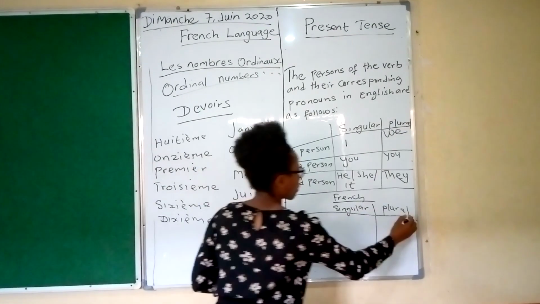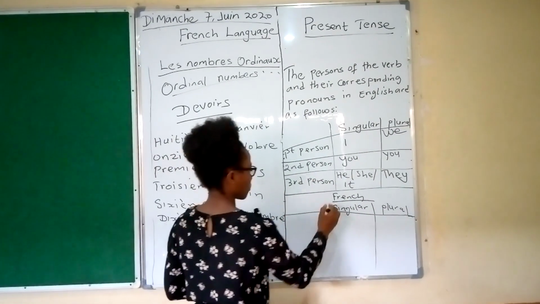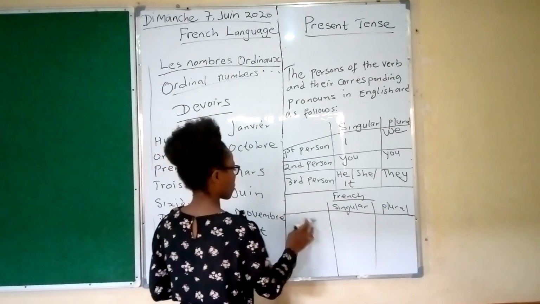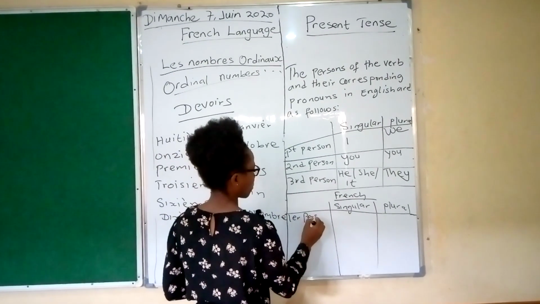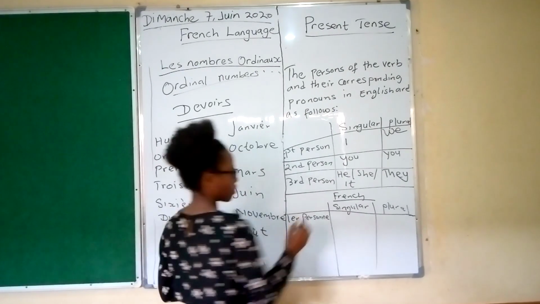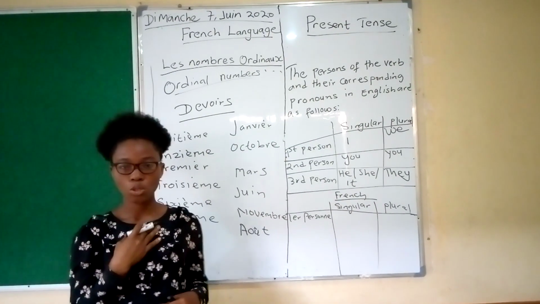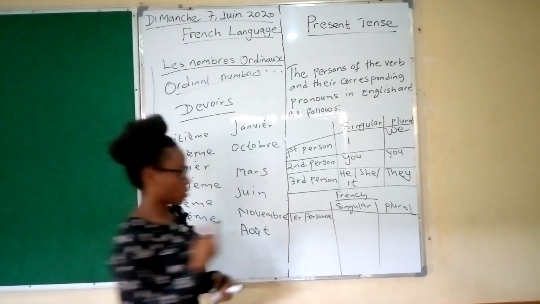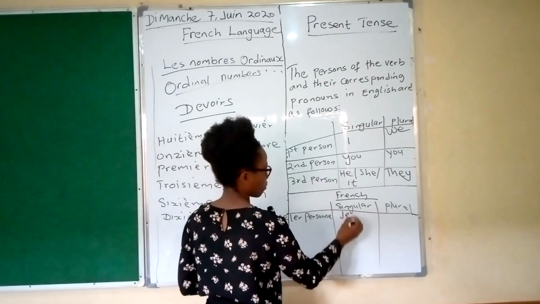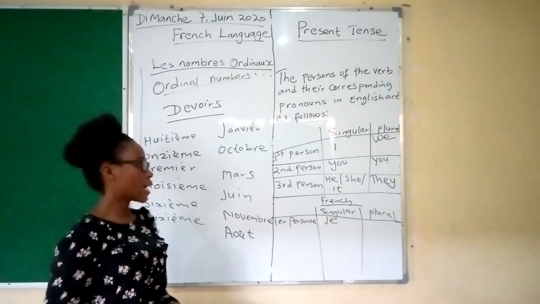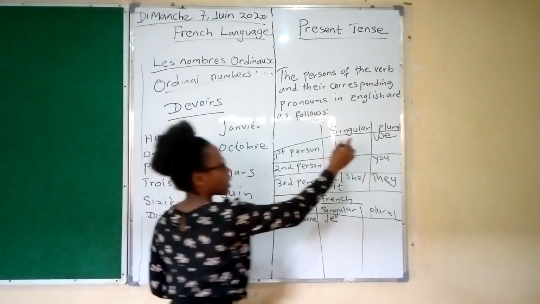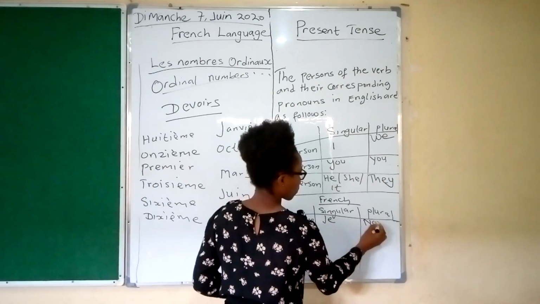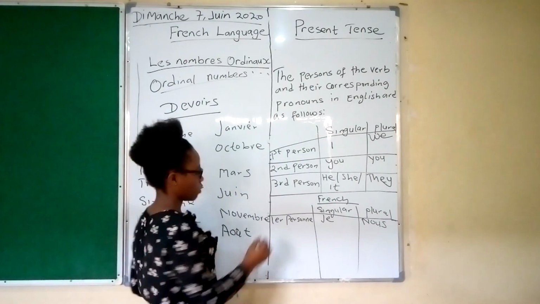Now, the first person, première personne, you say je m'appelle, my name is, je, okay, je. Then if it is the plural, you say nous, which is we. We is what? Nous.